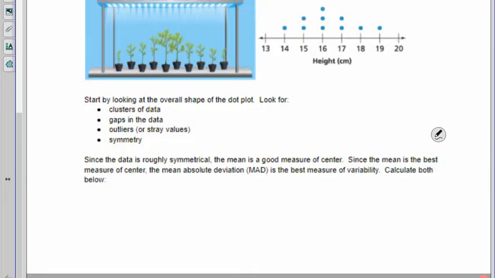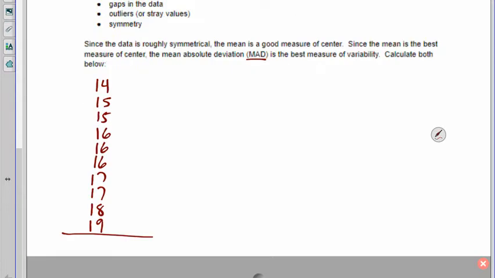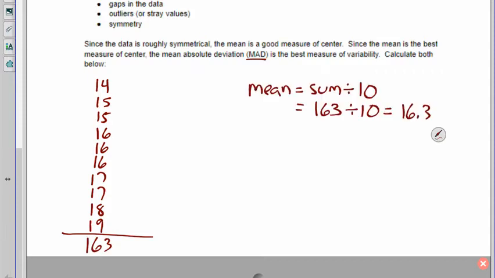With no outliers and pretty much symmetrical data, the mean becomes a really good measure of center, and the mean absolute deviation is a great measure of variability. So we're going to go ahead and calculate those. Here's a list of all my heights. I pulled that right off the dot plot. I'm going to add them up, and I get 163. Now I'm going to calculate the mean, and I get 16 3/10.